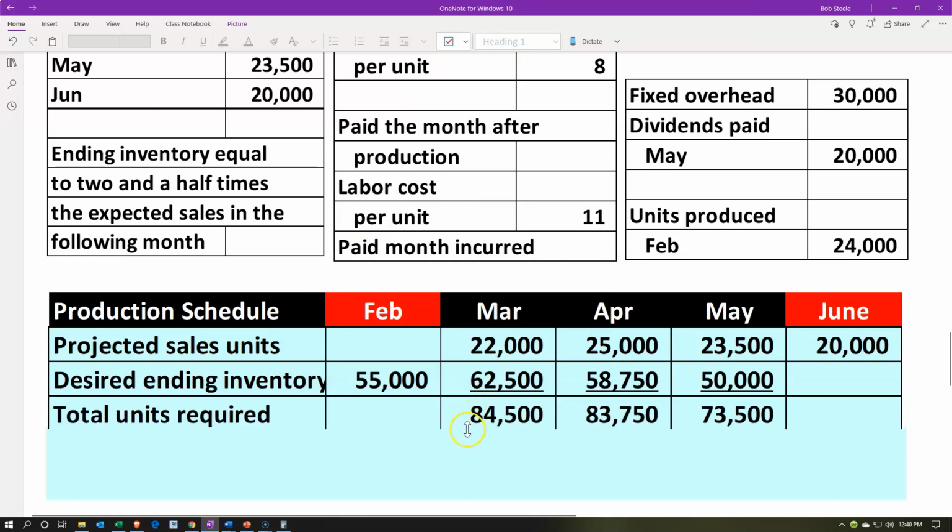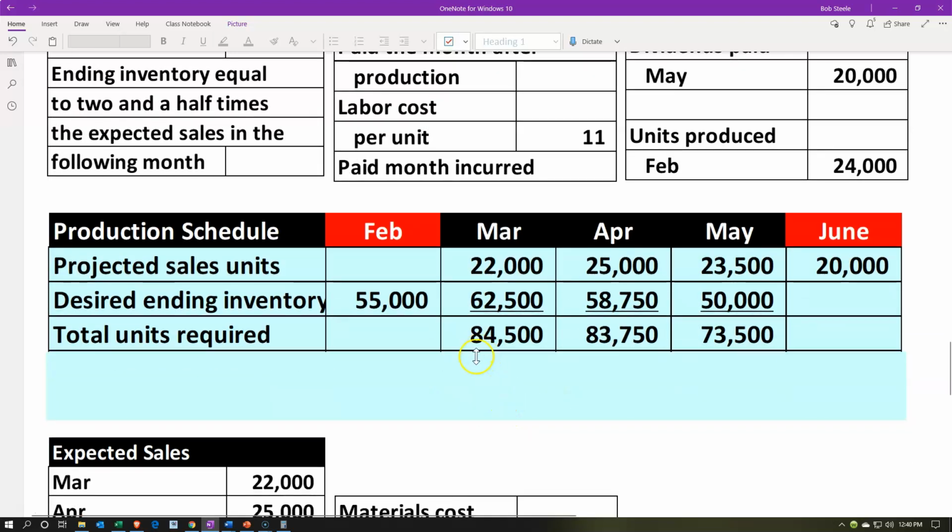And then we have the total units required. And notice I'm not calculating for February or June. I'm focusing in on the heart, and I'm only going to use February and June for those items that may be needed in future calculations. So we're going to add together the units we expect to sell plus the ending inventory, getting to that total units required here for March, April, and May.